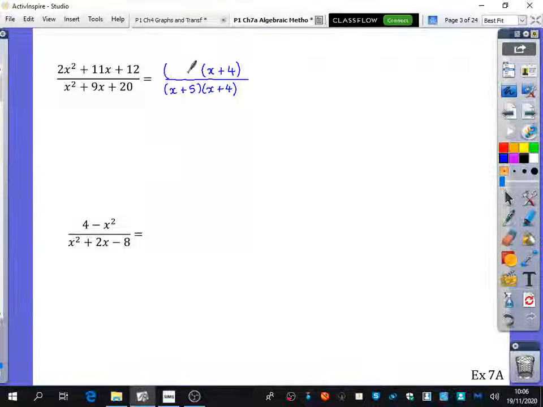And so then what do we think the other bracket is going to be? It would be 2x plus 3. Now you can't just write that, you have to check that it actually works. So then you can just check for yourself, okay, you've got your 2x squared, you've got 3x, and you've got 8x. 3x and 8x is 11x, and you've got the 12 that goes with that. So use the denominator.